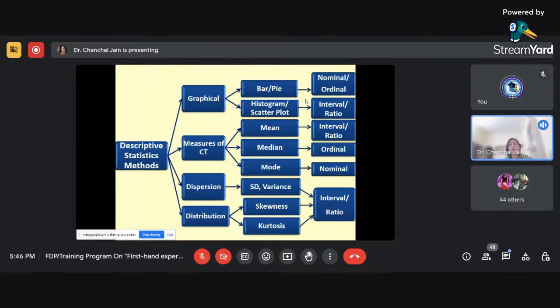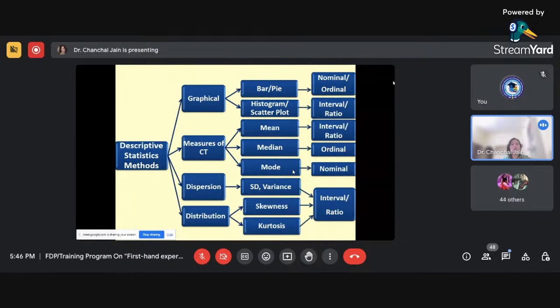If you have quantitative data, or numeric data, or interval or ratio scale data, the suggestion is that you go for the mean calculation. If you have data on an ordinal scale, you can go for the median. And if you have data on a nominal scale, you can go for the mode.